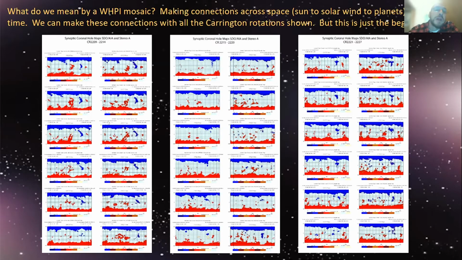Some of them are low latitude that join to the polar coronal hole and then break away again. But we've got a lot of data to work with, and it's going to take all of us to do it. So thank you very much for your time, and I can stop sharing now.